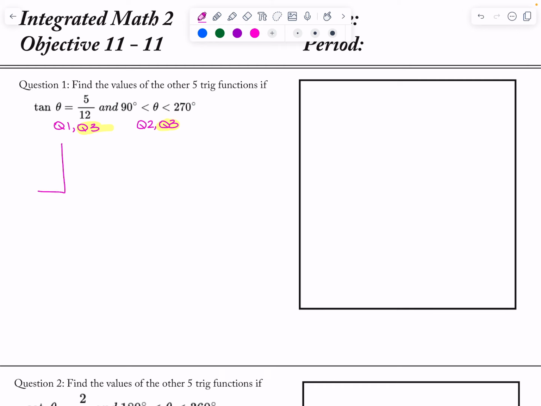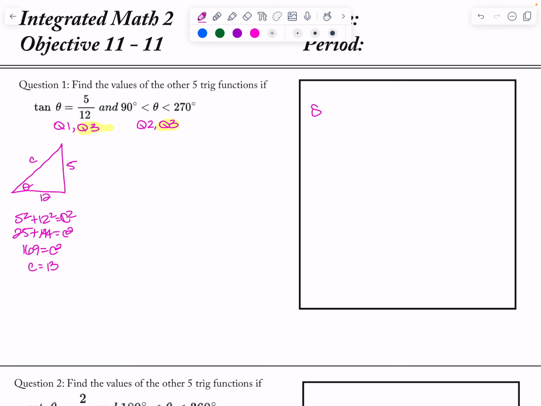So I'm going to draw my triangle. So my theta, opposite side is 5, my adjacent side is 12, so I need to figure out what my hypotenuse is. So 5 squared plus 12 squared is equal to c squared, so 25 plus 144 is equal to c squared, so 169 is equal to c squared, so c is equal to 13.